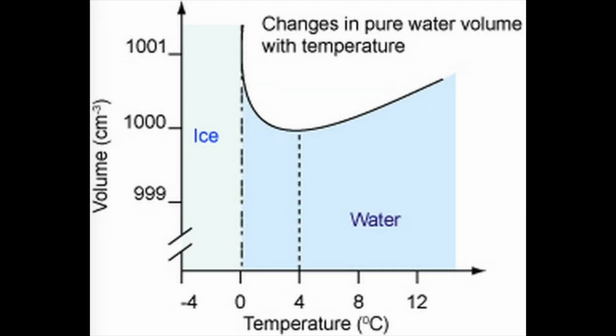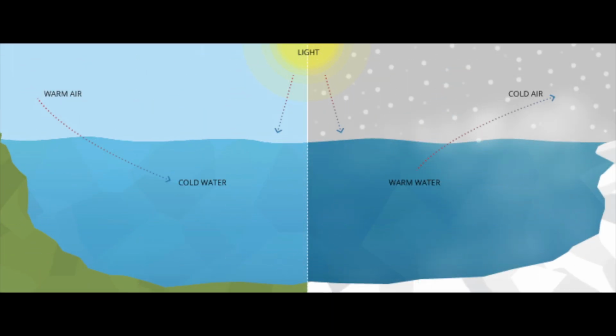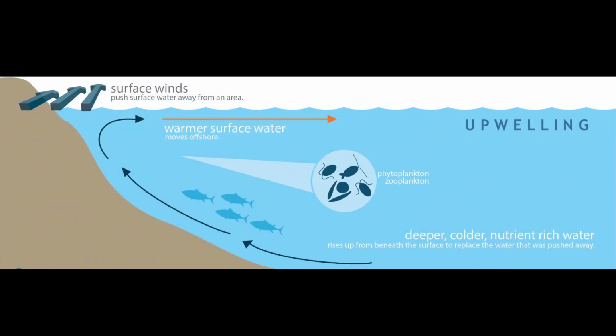In areas where convergence occurs, waters of relatively higher density move downwards. On the other hand, in the areas of divergence, the ascending motion of the bottom water brings water of higher density and lower temperature towards the surface. This process is called upwelling.